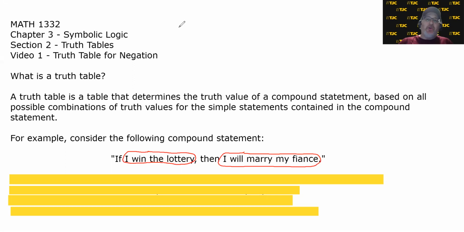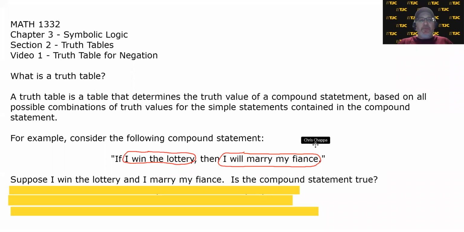So those two individual statements each have two truth values. The first one is either true or false. The second one is either true or false. That would give a possible four combinations of truth values for the pair. For example, suppose I win the lottery, making the first statement true, and I marry my fiance, making the second statement true. Is the compound statement true? In other words, is this entire statement true when both halves of it are true?